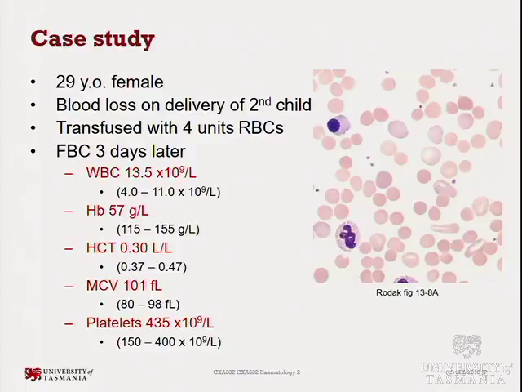And so they took a sample of blood from her and sent it down to the laboratory, and these are the results of the blood. You can see that her white cell count is elevated, her haemoglobin is quite low. It's quite a significant drop in haemoglobin, particularly when you consider that she's been transfused with 4 units of erythrocytes. Her MCV is slightly high and her platelet count is increased as well. And you can see over on your right here what her peripheral blood film looks like.